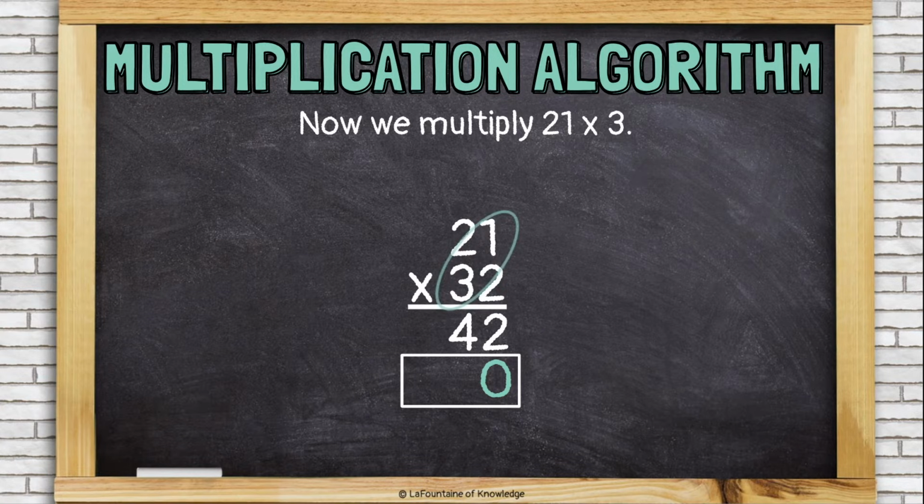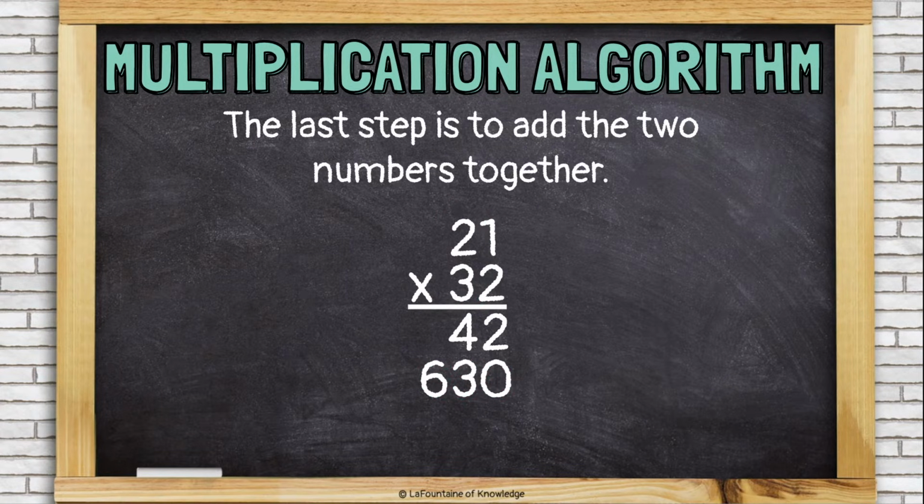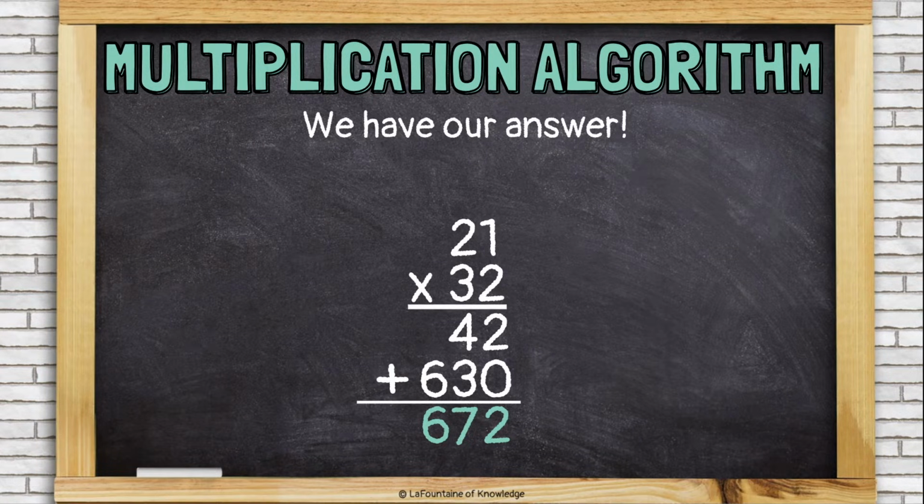So we do 3 times 1, which is 3, and we're going to put that right next to the 0. And then we do 3 times 2, which is 6, and that goes right next to the 3. And then the last step is to add these two numbers together. So we have 42 plus 630. Let's add them together, and we get an answer of 672, which is our answer.